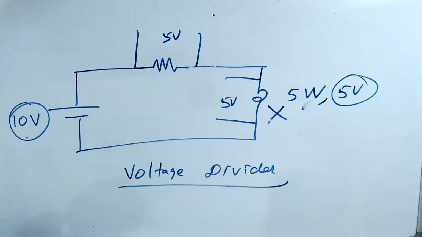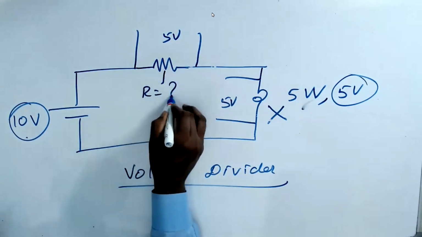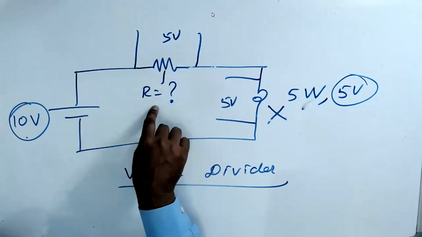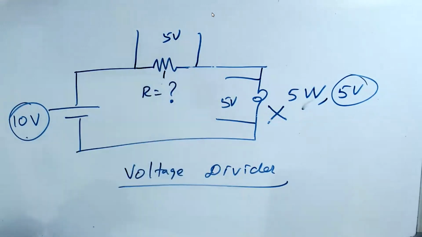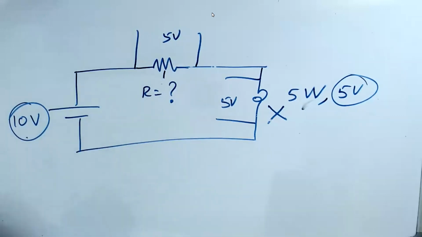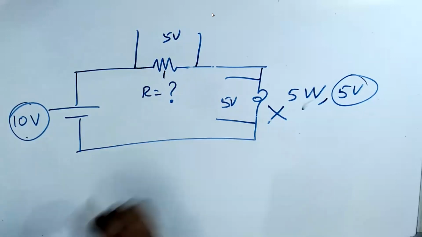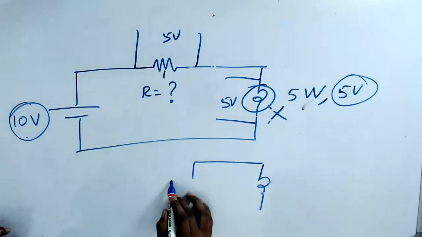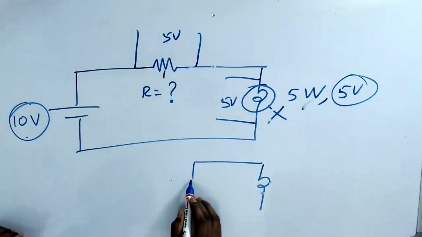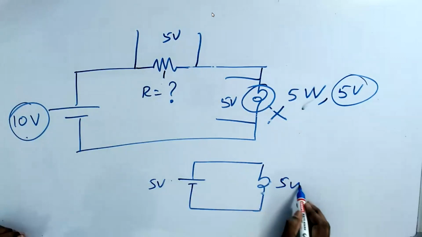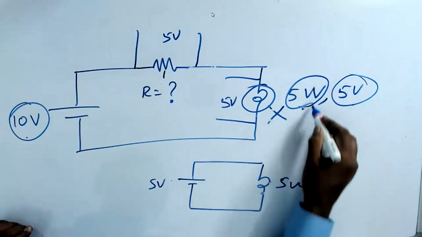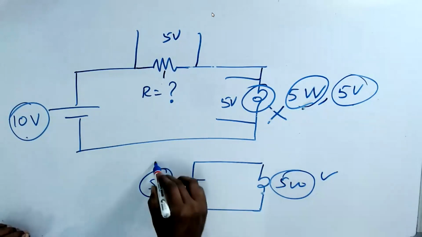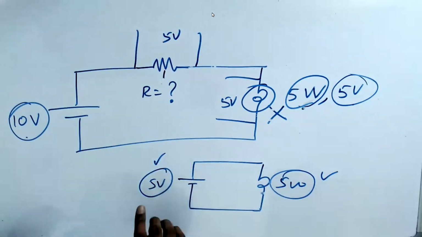But how do you find the value of the resistor? Now you know that you put a resistor, it's fine. How do you find its value? That's the trick here. They've given you one piece of information. If you apply 5 volts to this bulb, it is 5 watts. If you give 5 volts, the bulb will give you 5 watts. So this is the relation between voltage and wattage.